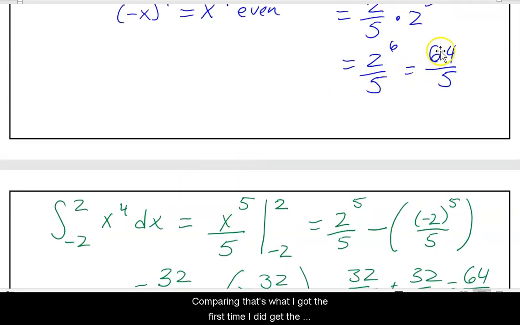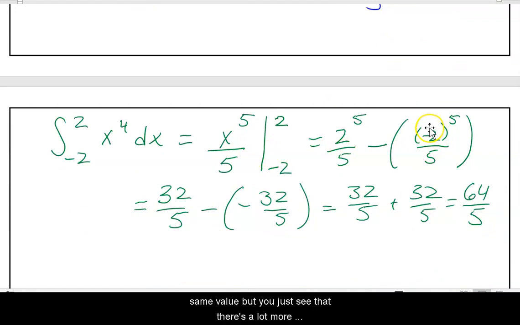Comparing that to what I got the first time, I did get the same value, but you can see that there's a lot more worrying about negatives in here and a lot more opportunity to make a careless mistake. Let's look at one more example.